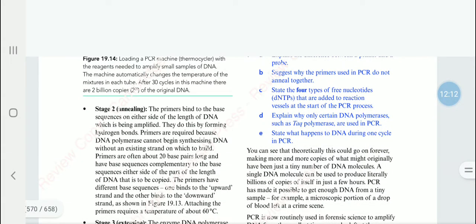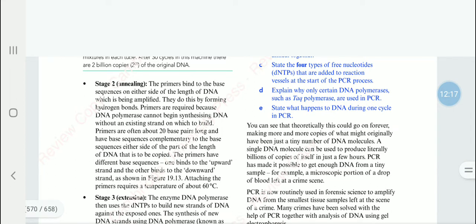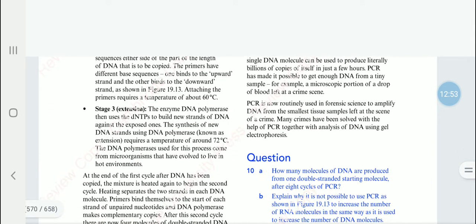Number 2, annealing. The primer will bind to the base sequence on either side of the length of DNA by forming hydrogen bonds. This allows DNA polymerase to synthesize DNA. This process requires about 60 degrees Celsius. Stage 3, extension. The enzyme DNA polymerase would use the dNTPs to build new strands of DNA against the exposed ones. This requires 72 degrees Celsius.